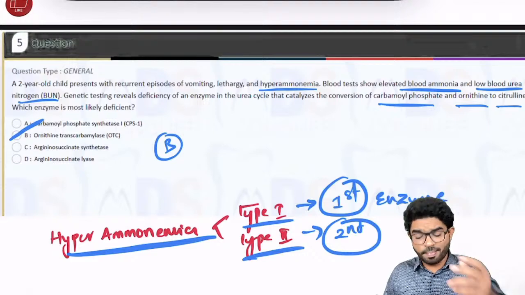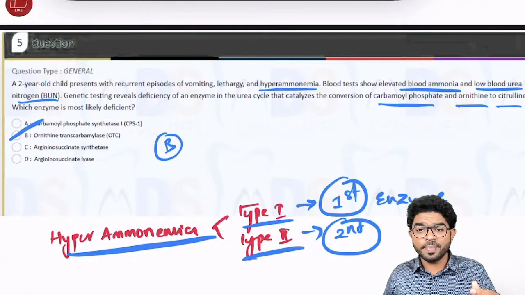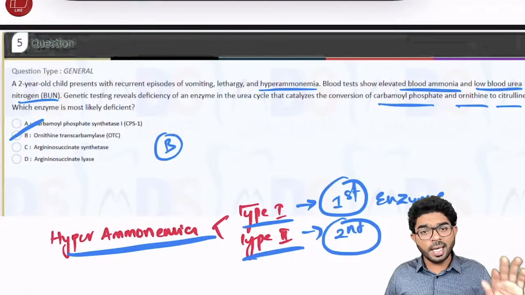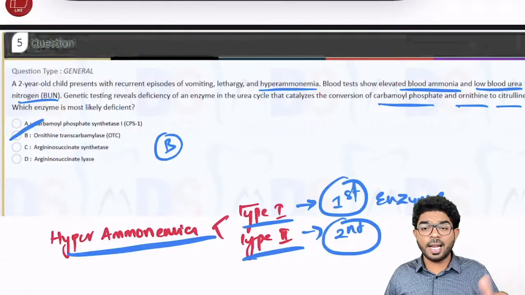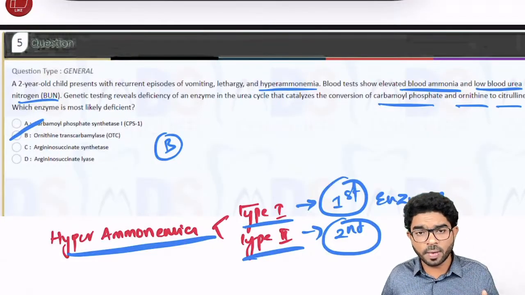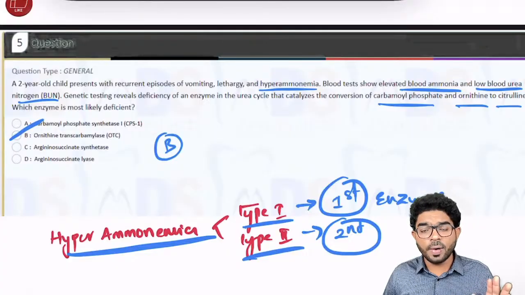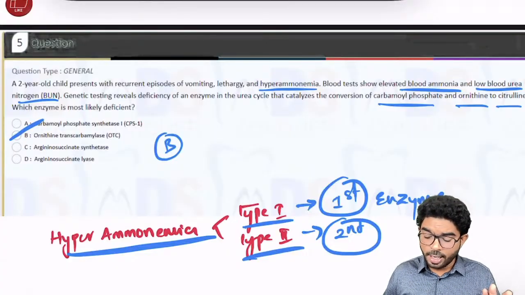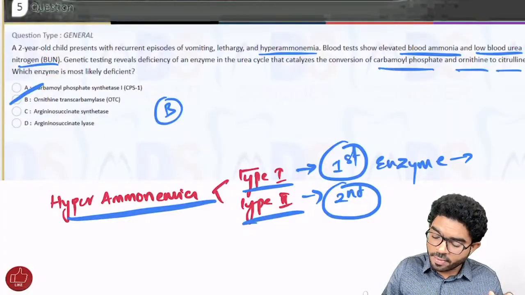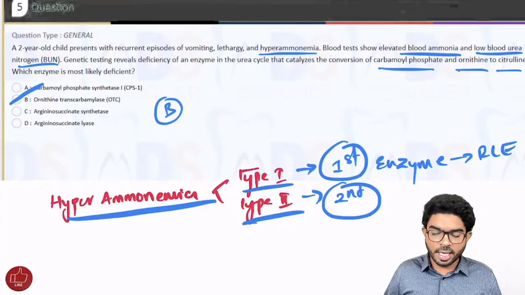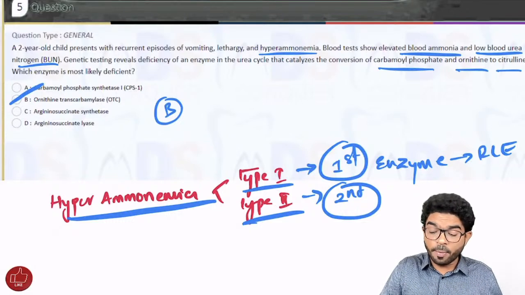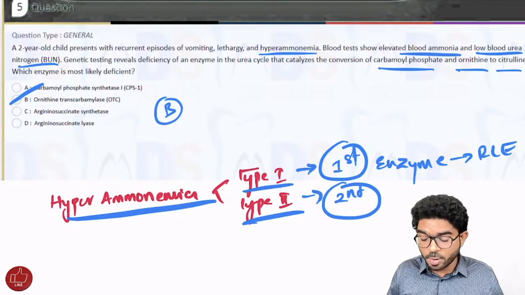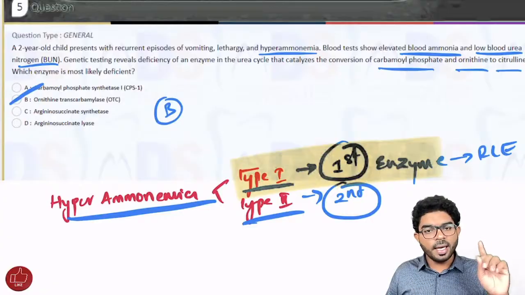In this question, if they are telling hyperammonemia, asking you the rate limiting enzyme, then your answer should be option A. So both your rate limiting enzyme as well as your OTC are present in the mitochondria. The rest of the reactions are present in the cytoplasm. I told you the first enzyme is the rate limiting enzyme. Whenever there is a deficiency of this rate limiting enzyme, what happens? You will have hyperammonemia, the same condition mentioned in the question, but it's going to be type 1 because it is enzyme 1. That's what we have discussed in the video.